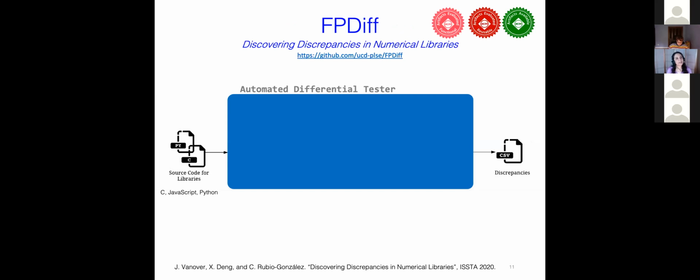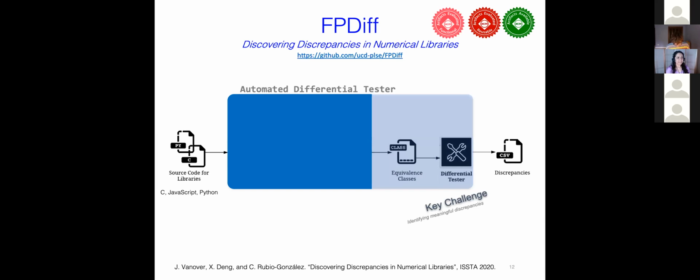The input to FPDiff is the source code of the numerical libraries. In our evaluation, we tested C, JavaScript, and Python libraries. And the output is a set of annotated numerical discrepancies. The annotation is going to tell you how likely this discrepancy is a bug. Now, FPDiff addresses 3 key challenges.